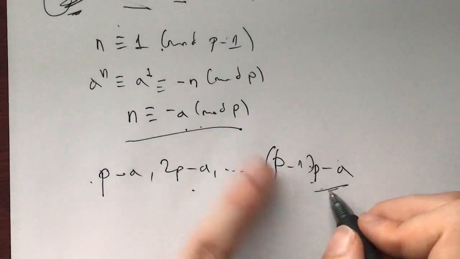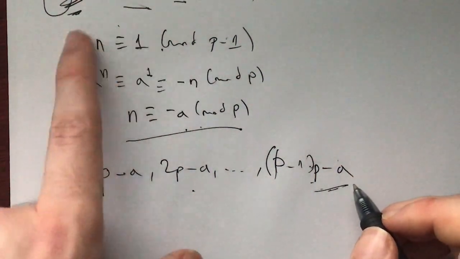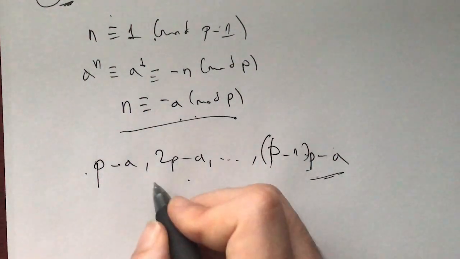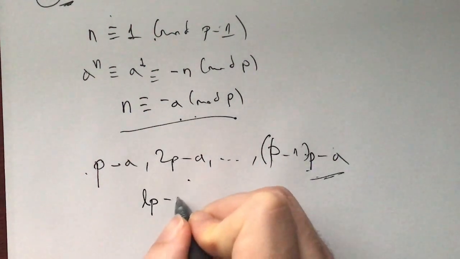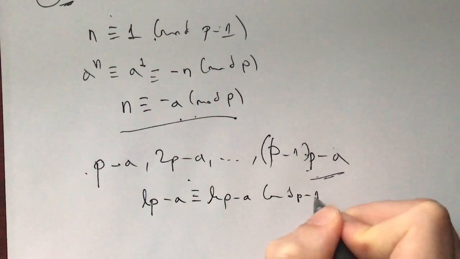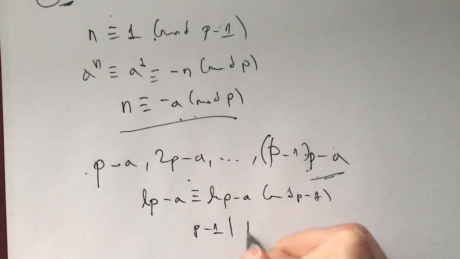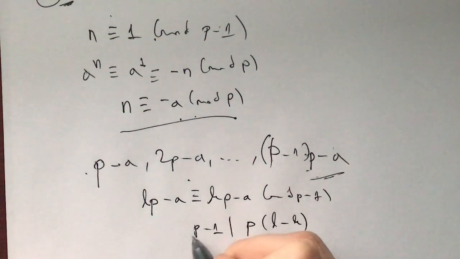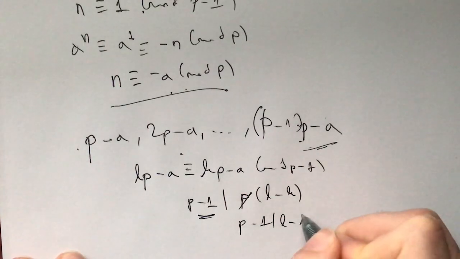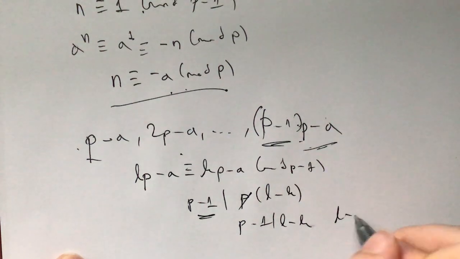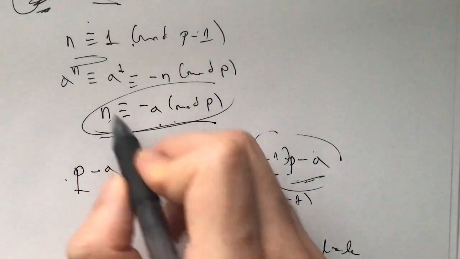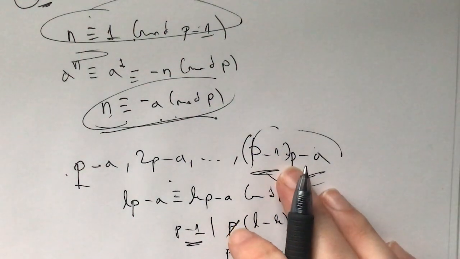So all of these have the same remainder when divided by p. If two of them have the same remainder when divided by p minus 1, what would that give us? That would be like lp minus a is congruent to kp minus a modulo p minus 1, which would mean that p minus 1 divides p times l minus k. And now these two are relatively prime, so p minus 1 divides l minus k. Given this is limited, that implies l is equal to k. So there exists one such that these two simultaneously hold true.